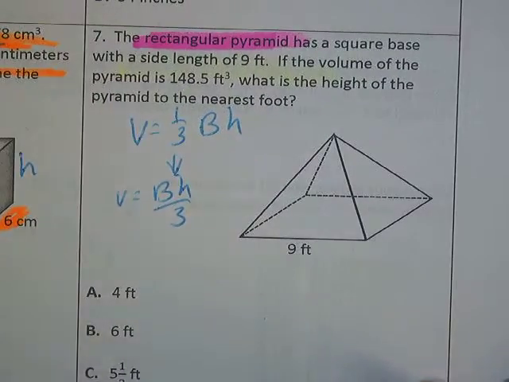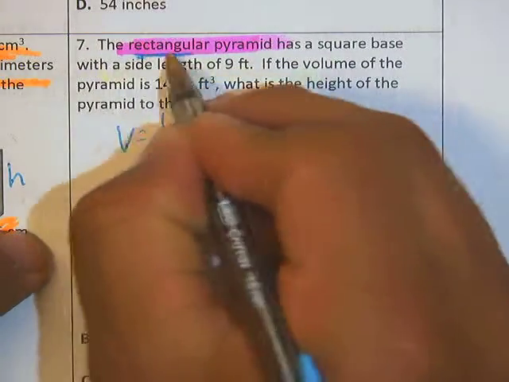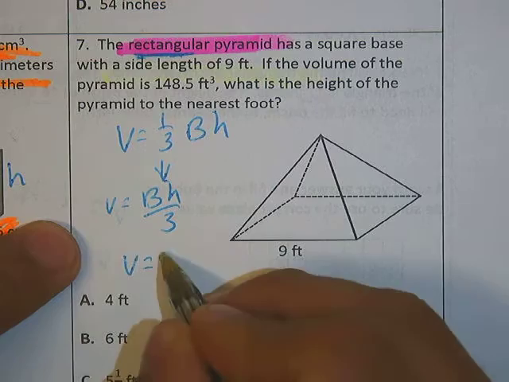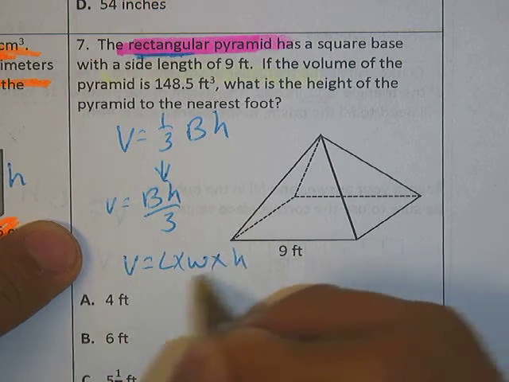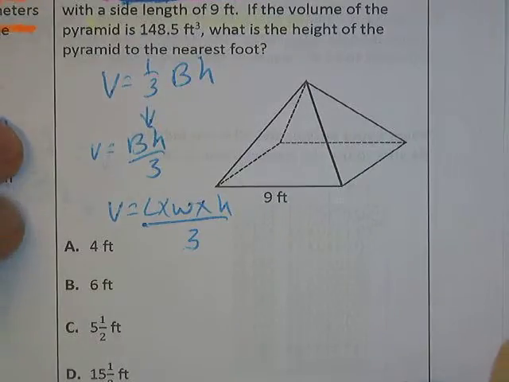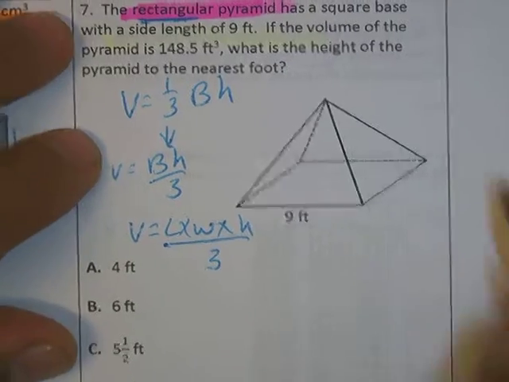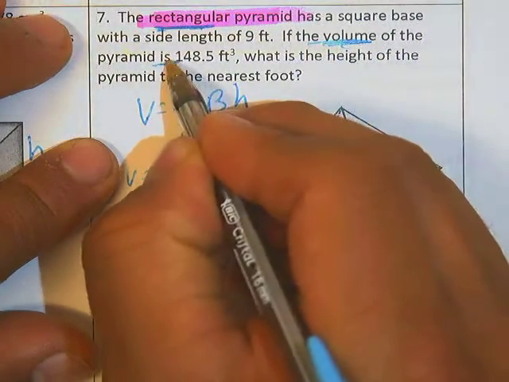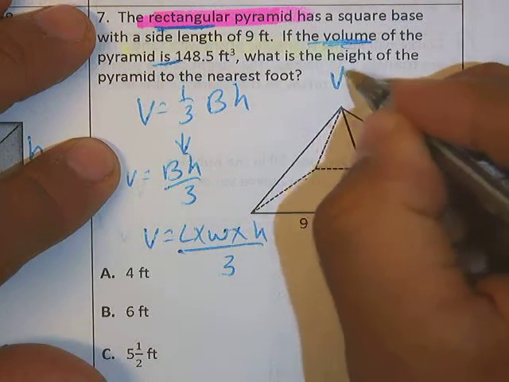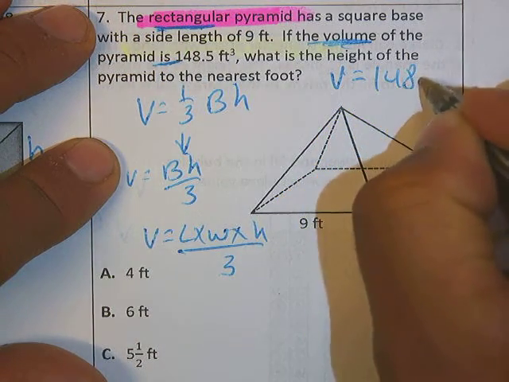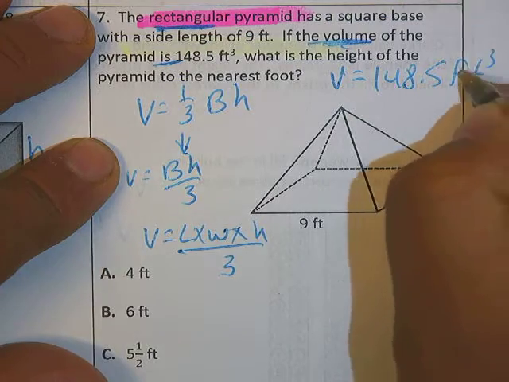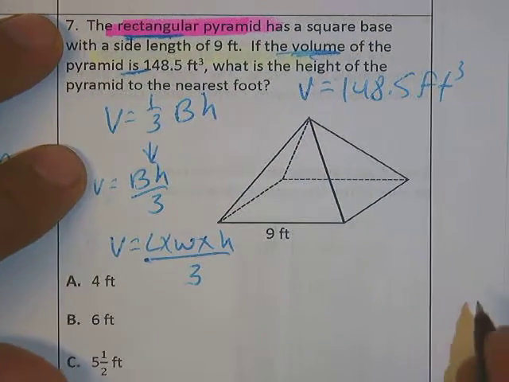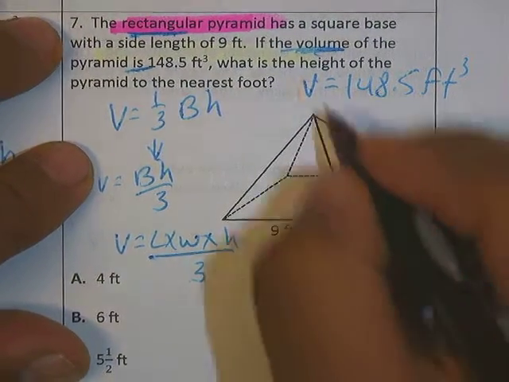Number 7. First of all, what's the figure? The figure is a rectangular pyramid. So I know I'm going to have to use the equation volume equals 1/3 the area of the base times the height. Or the way I like to rename it is area of the base times the height divided by 3. Even easier, because it's a rectangular pyramid, I can put volume is equal to length times width times height divided by 3. Even easier.